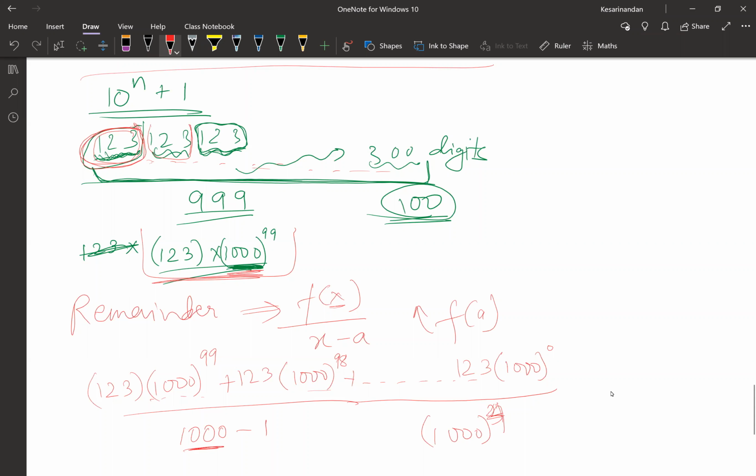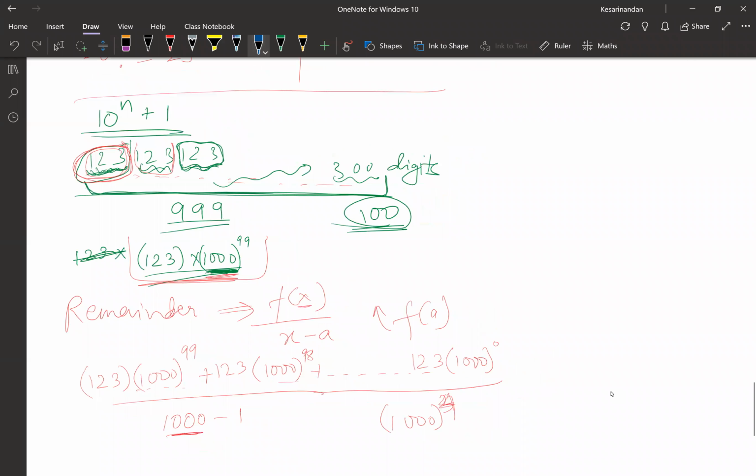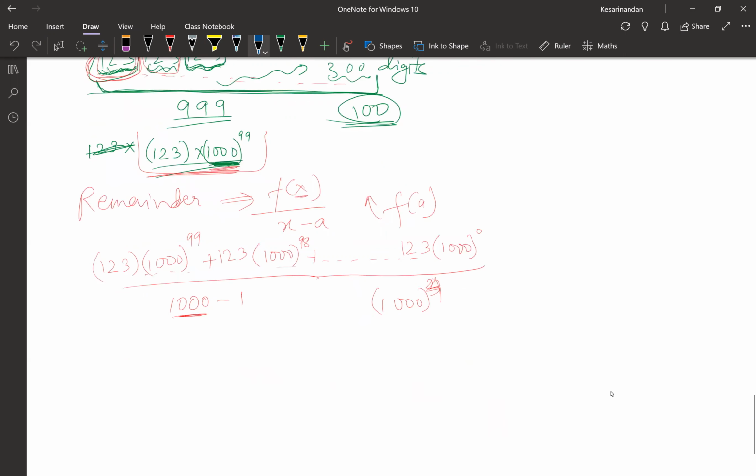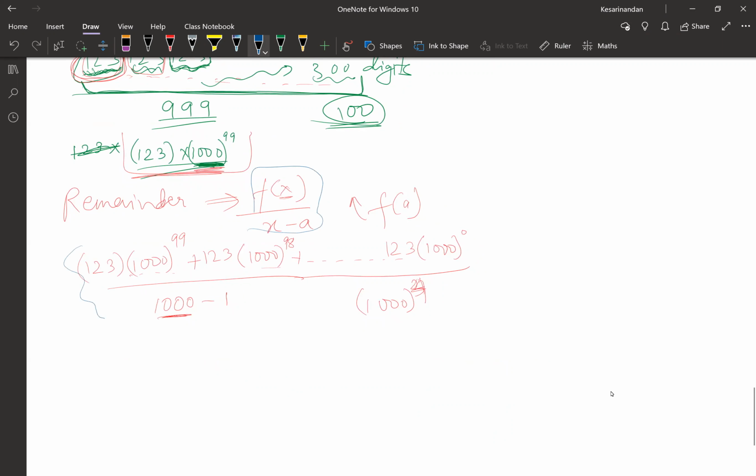Guys, this is easy. I don't know why you are confusing it. See, what will be our x here if we compare this with this? X is 1000. So can I say the above polynomial is 123 into x power 99 plus 123 into x power 98, until 123 into x raised to 0, divided by x minus 1, right? Now use the remainder theorem.